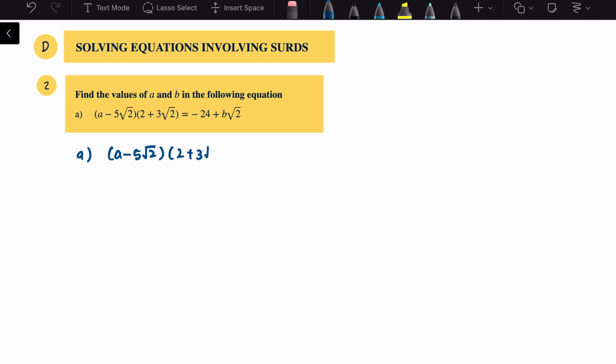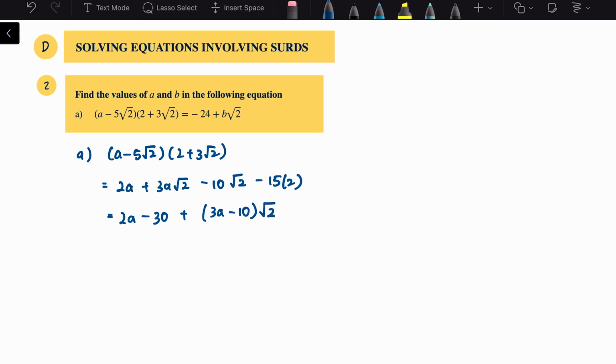So we are going to take the statement on the left hand side and expand every single term by multiplying each of the terms. You have minus 10, 2, and we have minus 15 multiplied by 2. What we can do is to group all the constant terms together like this, and to group all the surds together. At the same time, we can take out square root 2.